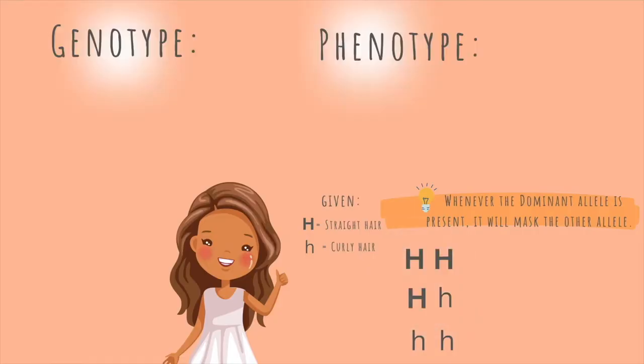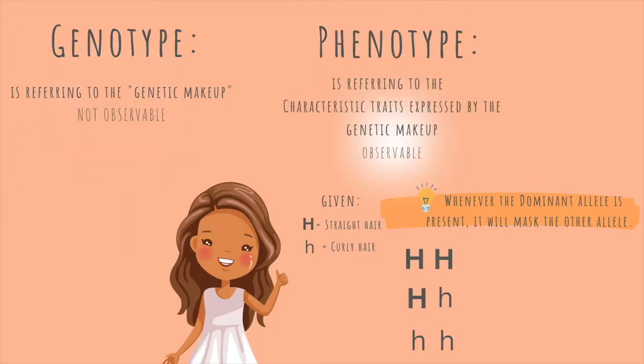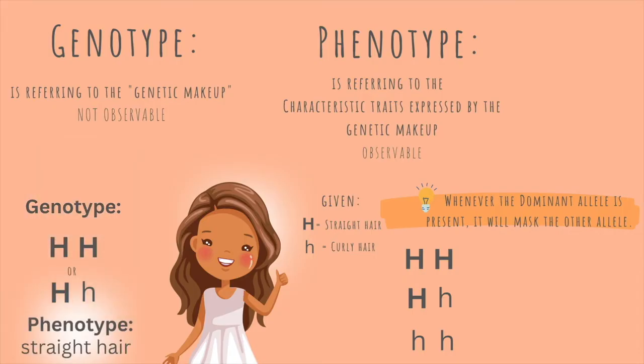By the way, we're going to start referring to these allele pairs as genotypes. Genotype is the letter combinations, and genotype refers to the genetic makeup. The genotype is not visible, as opposed to the phenotype. Phenotype is referring to the characteristic traits expressed by the genetic makeup. The phenotype is observable. For example, this girl's genotype is big H, big H, or big H, little h. Her phenotype is straight hair.